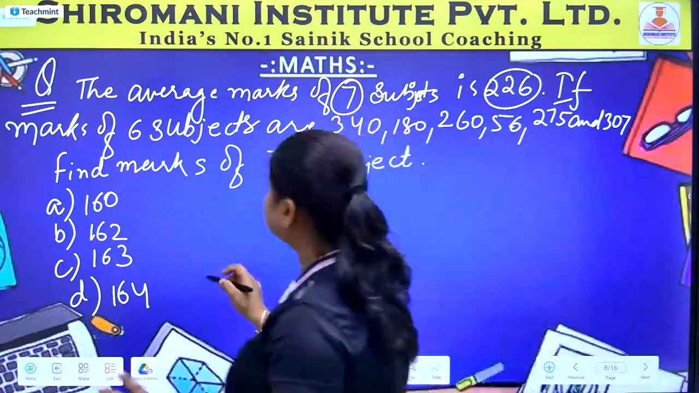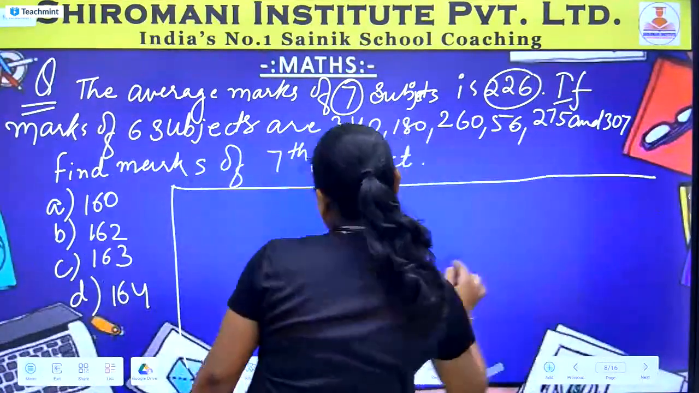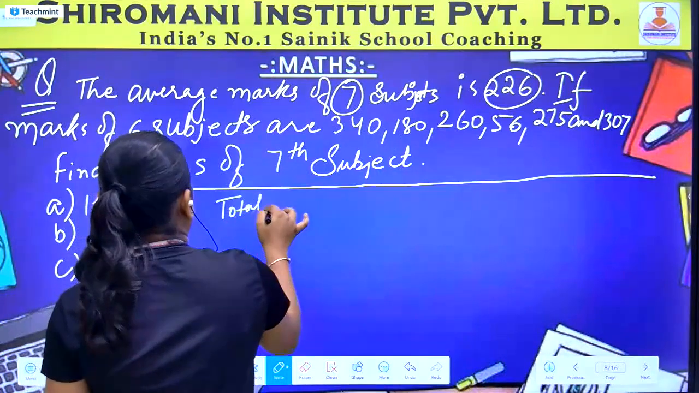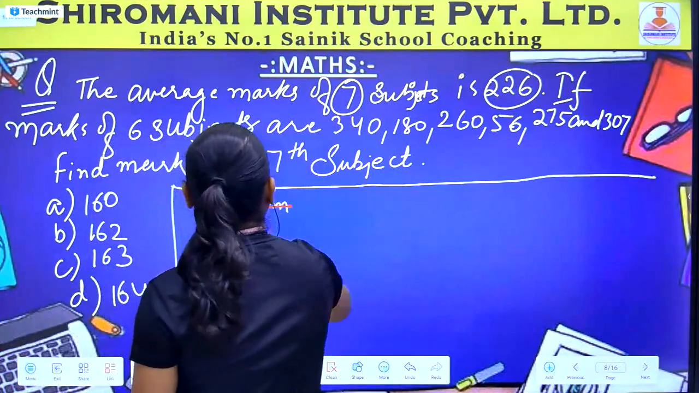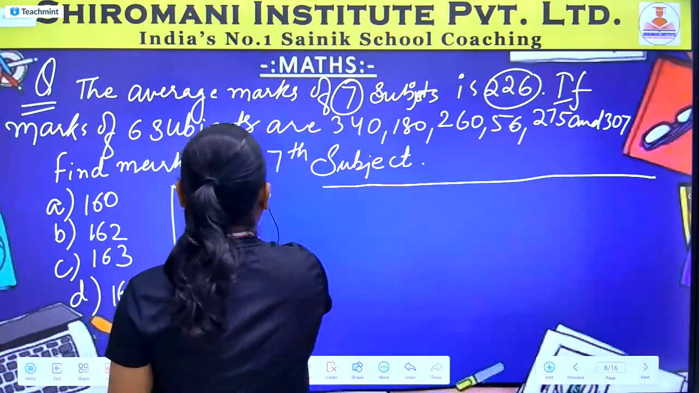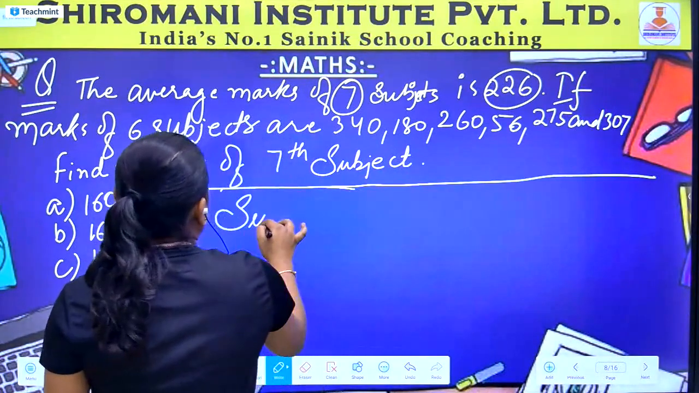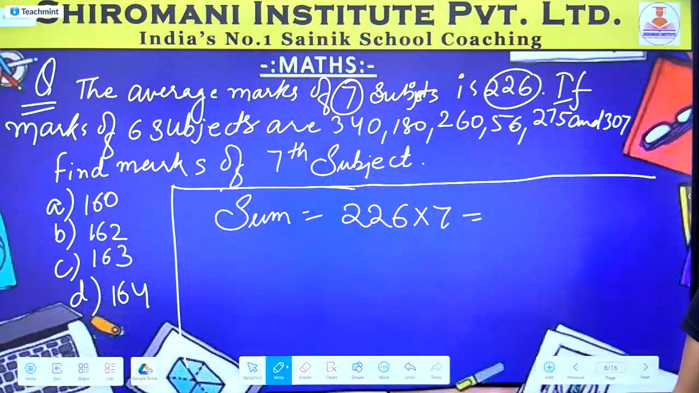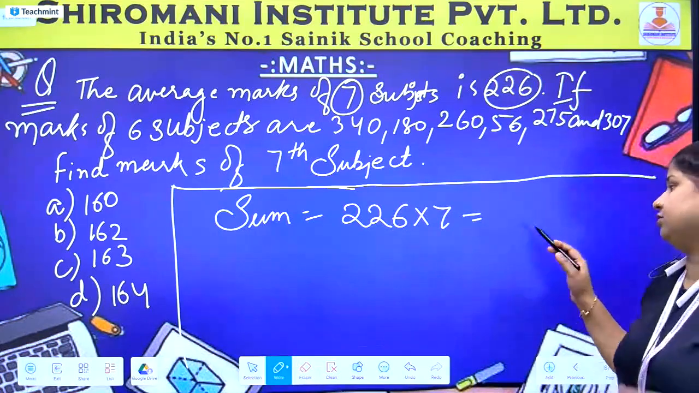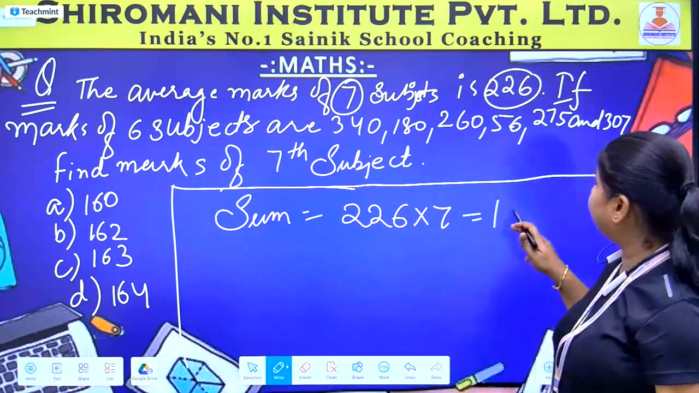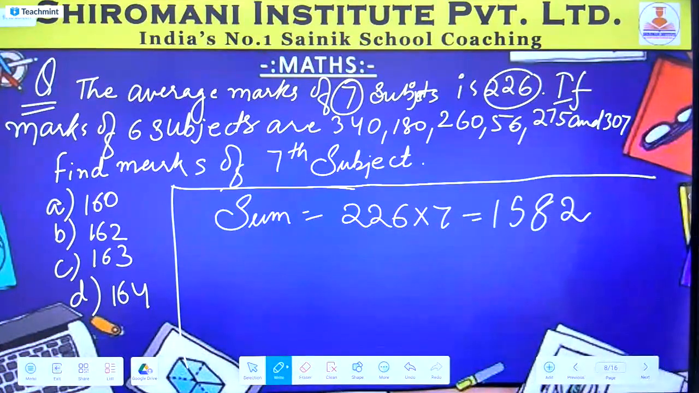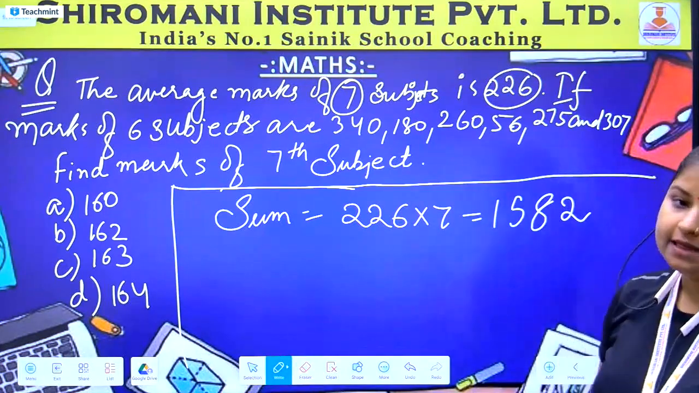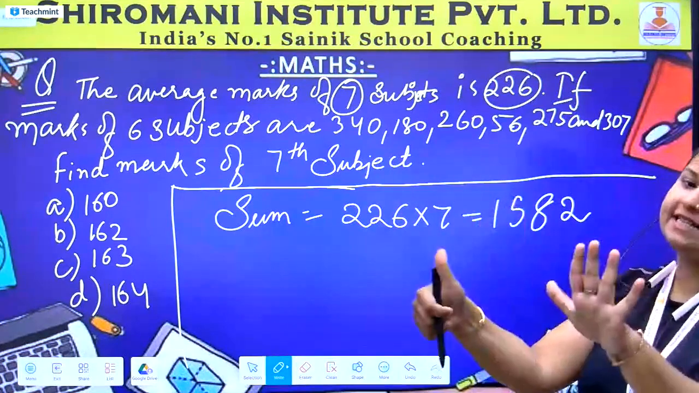So total marks, how much? Total marks, or you can say sum total of observation. The sum will be 226 into 7, right? And 226 into 7 is how much? It's 1582. And I have been given 6 subjects' marks.